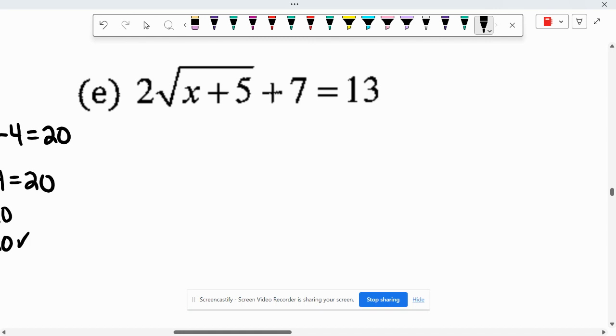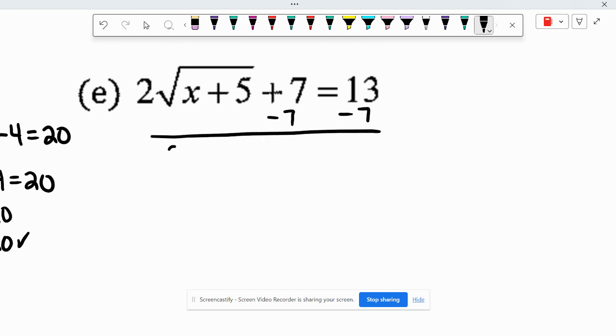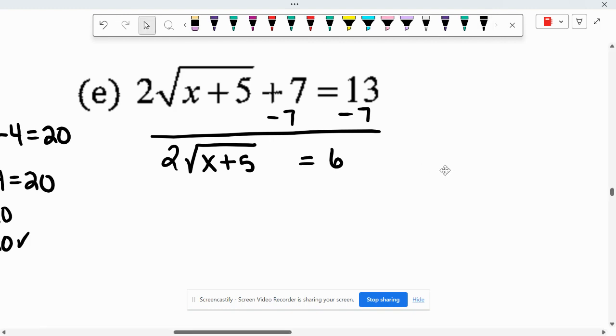Well, what do I have to do to get that square root all by itself first? What are the steps I have to do to get the square root all by itself? Subtract 7. Good job, Dakota. So 2 times the square root of x plus 5 equals, let's see, 13 minus 7 is 6. Okay, next step.